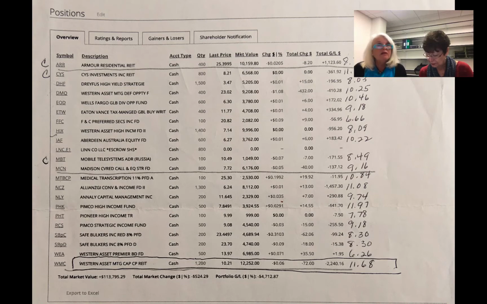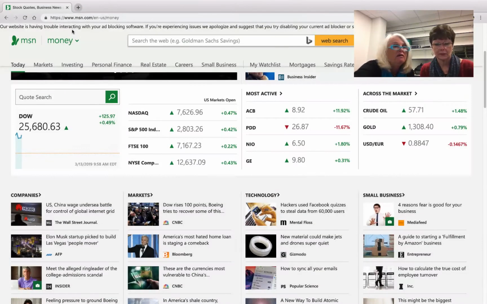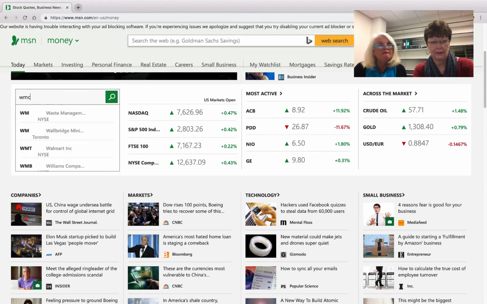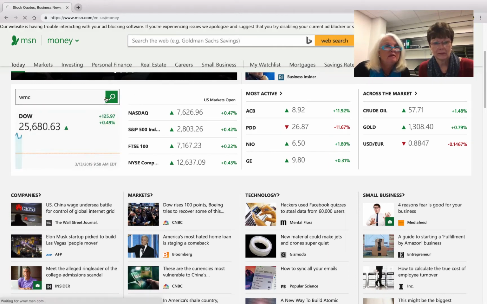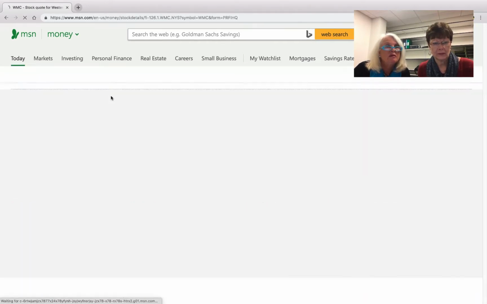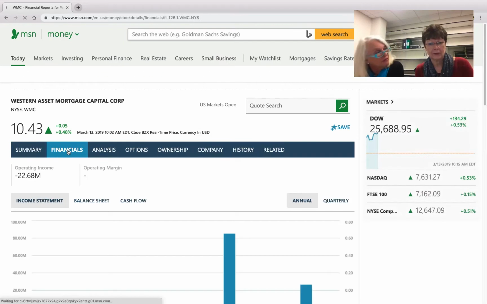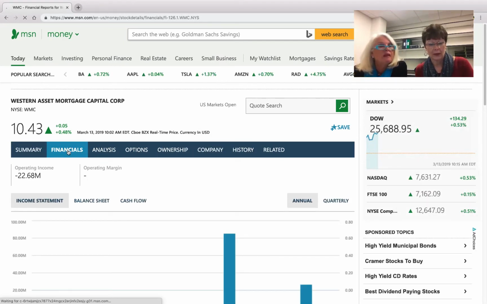So now we can go look at it here. If you can get up to quote search, you can do that with your mouse if you want. And you can put in WMC. WMC. All right, and then go to search right here. And then, all right, we will. So then go to financials right here. Are they able to see this as well? Yes. Okay. So it's selling at 10.43. I paid 10.21.